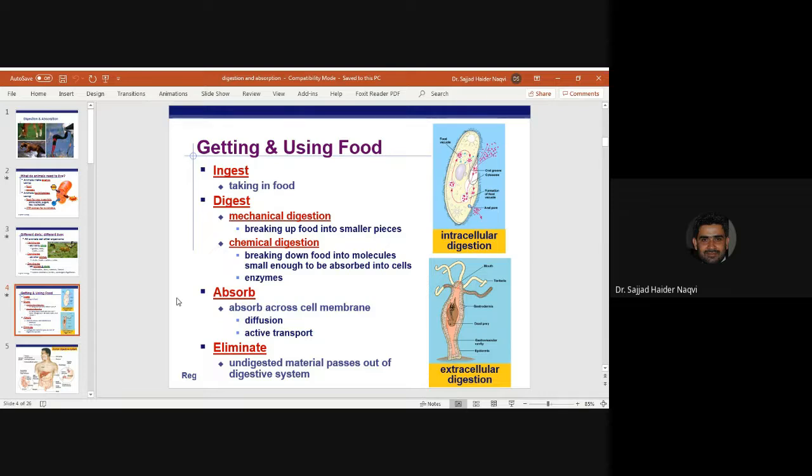And elimination is actually the part of the food which somehow remained undigested or is not required by the body or is in excess, that has to be taken out of the body, and that is what we call the process of elimination. So the process is divided into four stages: ingestion, digestion, absorption, and elimination.